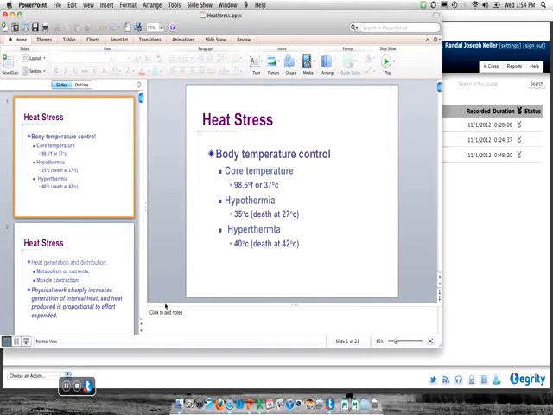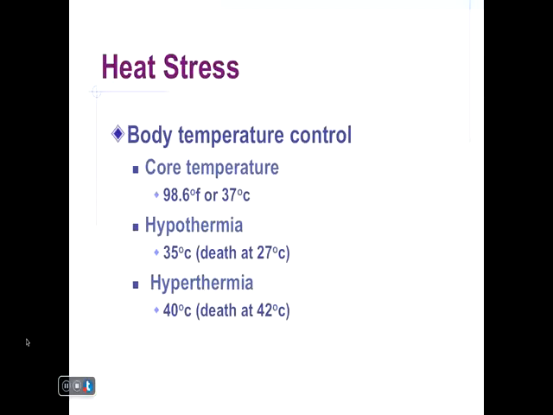Okay, today I wanted to talk about heat stress. There's a couple of really good readings in your reading assignment on heat stress. One is from the journal Professional Safety that I think is a very, very good overview of this subject. But I wanted to spend a couple of minutes talking about a little bit of why this is a problem.